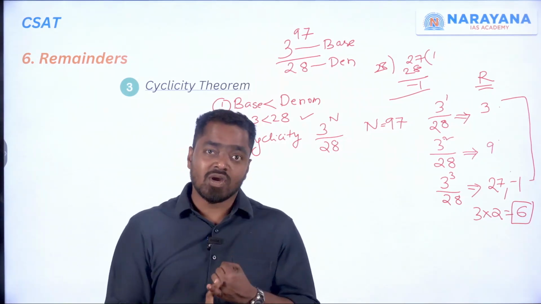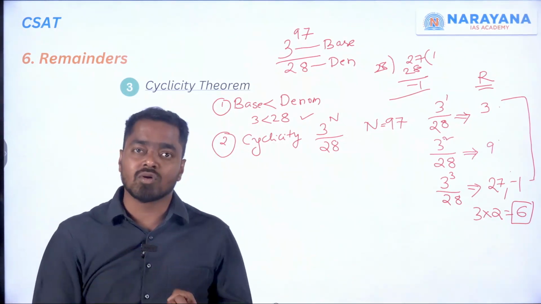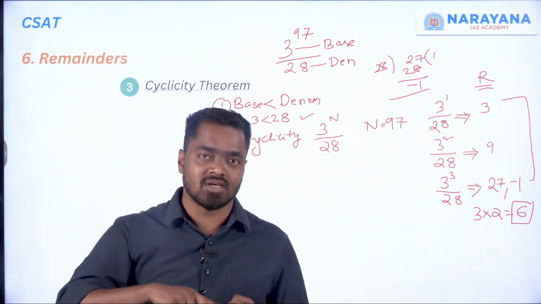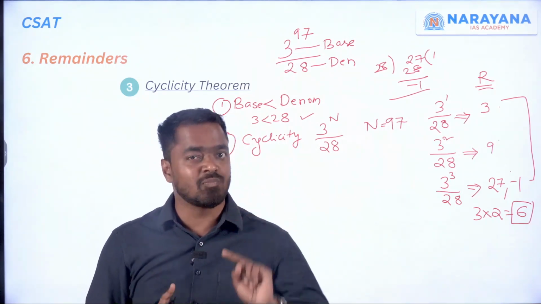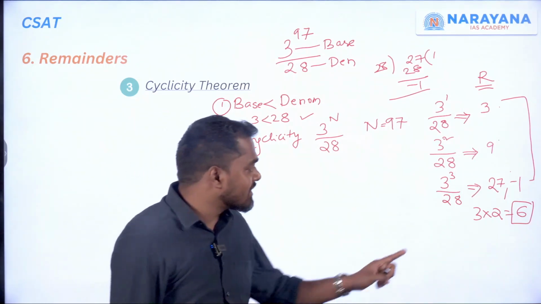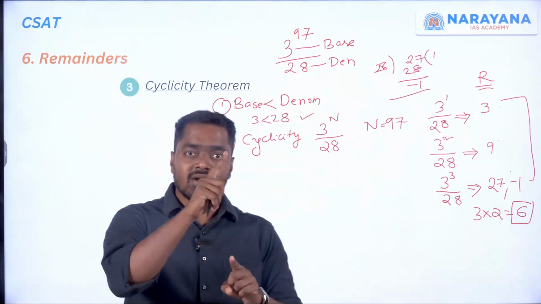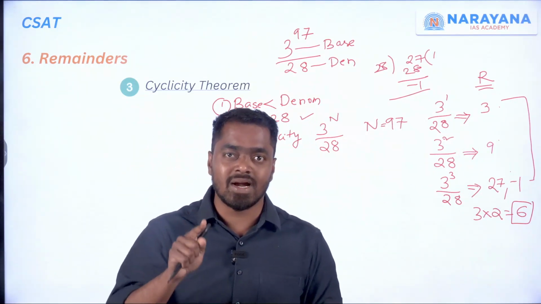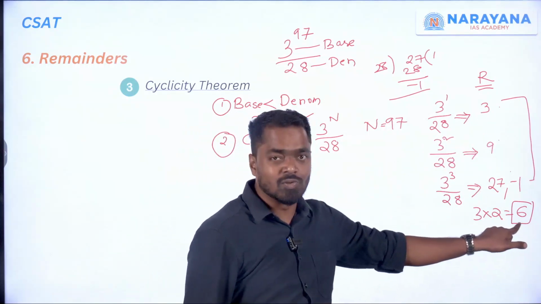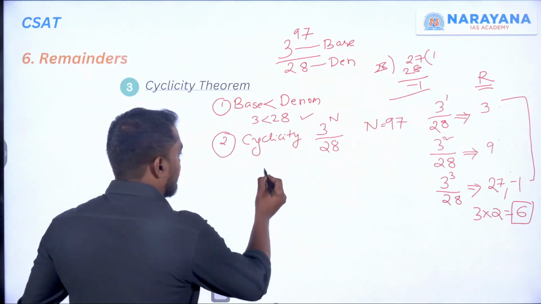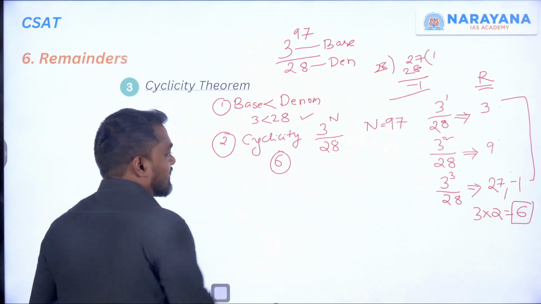So when you get the same remainder, you have to count the number of previous steps. You have to leave that particular same remainder step, count the number of previous steps. If you are getting the remainder of minus 1, count the total number of steps, multiply it with 2. So 1, 2, 3, 3 steps into 2. So 6 is your cyclicity. So we got 6 as cyclicity.